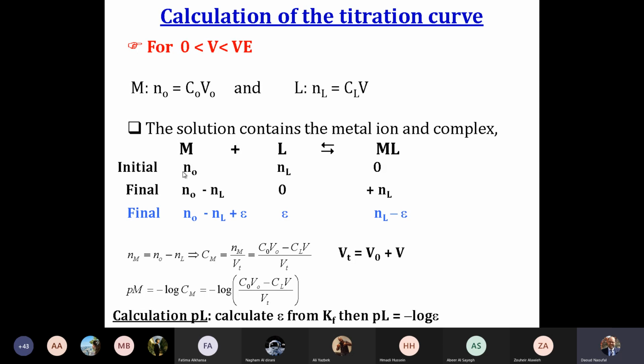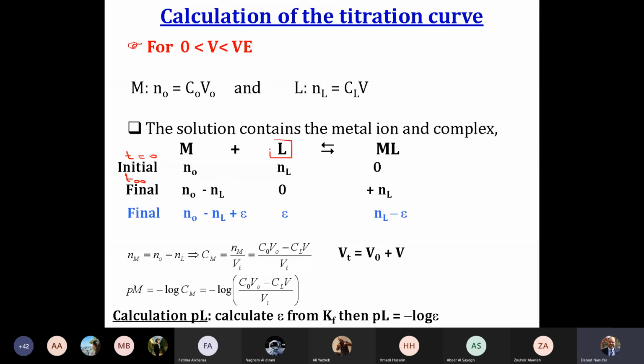So at t equals 0, initially, we have N0. The ligand added for a volume between 0 and VE, I will suppose that I add NL, the number of moles of ligand. At t equals 0, we don't have ML, so 0. The reaction will proceed till t equals infinity. Why till t equals infinity? Since this is a titration reaction. So this is at t equals 0. The reaction will proceed till t equals infinity.